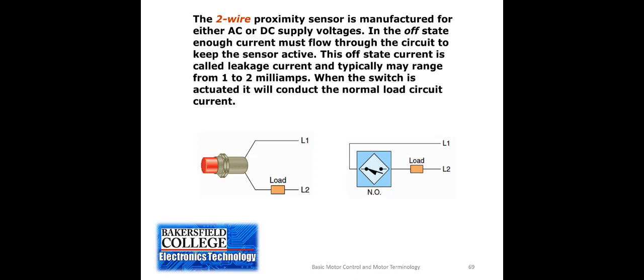So the load has to allow current to flow through it in an off state or in a standby state. But then when the switch is activated, it will actually create a path that has very, very low resistance in it. So therefore, the correct amount of current will now flow through the load, causing it to activate.